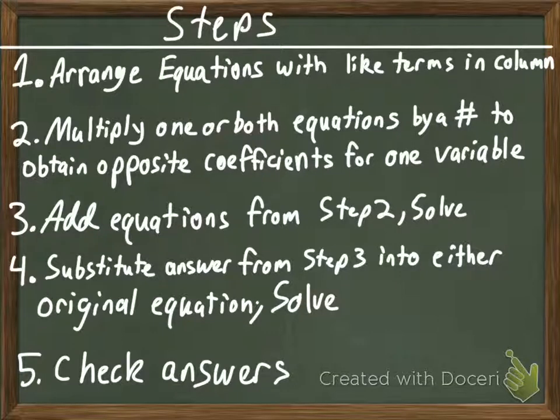The first one is to arrange your equations with like terms in columns. So that means that we're going to put the x's with the x's, the y's with the y's. Then we're going to multiply one or both equations by a number to obtain opposite coefficients for one variable. So for either x, we're going to have opposite numbers, or y, we're going to have opposite numbers.